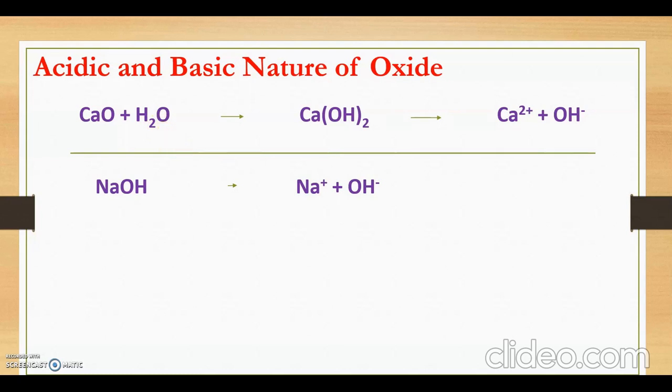They easily ionize to give metal cations. For example, calcium oxide plus water gives calcium hydroxide, which ionizes to give calcium 2 plus and hydroxide ions. Here, sodium hydroxide is ionized to give Na plus and OH negative, that is, sodium cation plus hydroxide ion. So the acidic and basic nature of oxides depends on ionization energy.